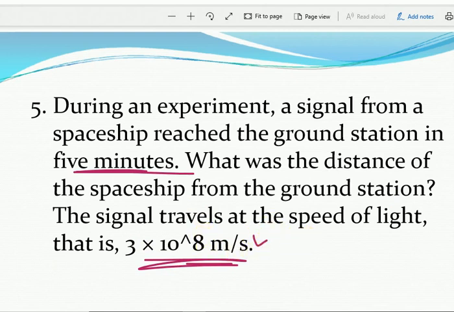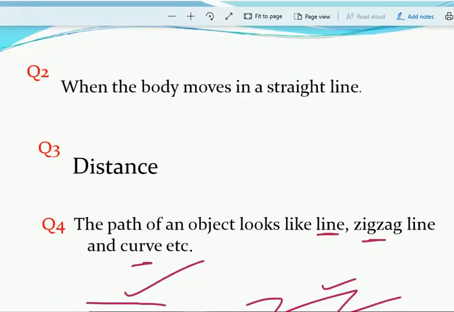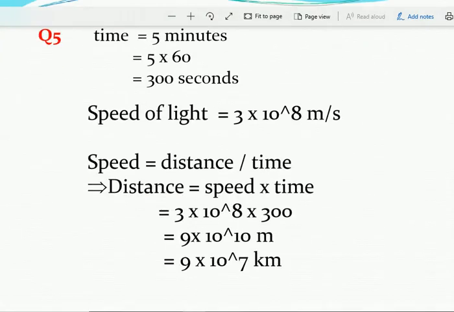Now suppose this is the earth and here this is the point which receives the signal. Now here is the spaceship. Now from the spaceship it takes 5 minutes, that is 300 seconds, to reach the ground station. The speed of light is 3 into 10 to the power 8 meter per second as it is given.